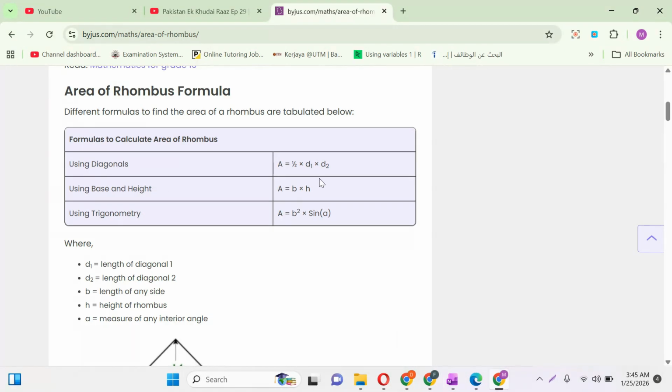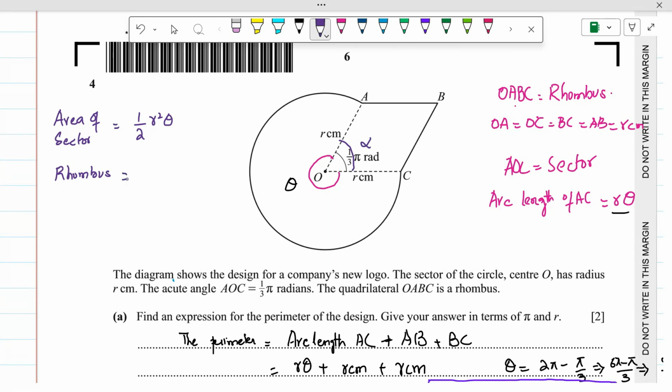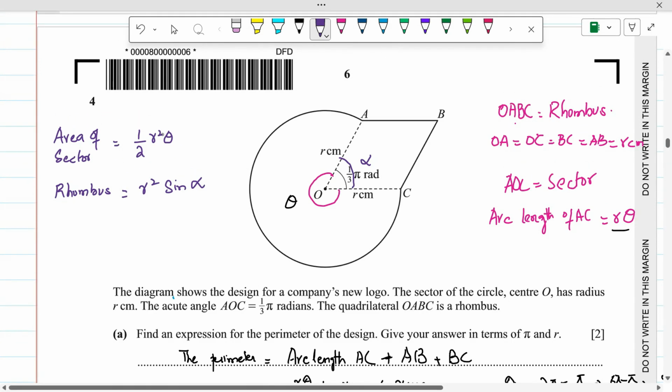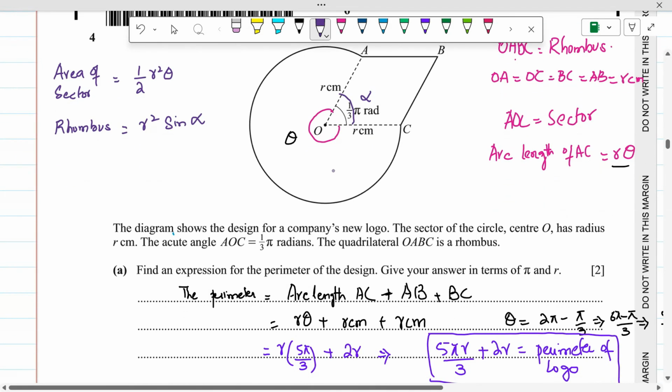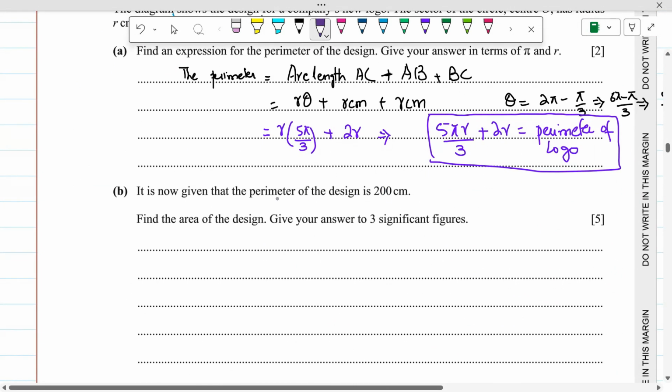By using diagonals, we can use 1 over 2 times d1 times d2. If we have the base and height, we can use base times height. If we have trigonometry, meaning we have the length of the side and any angle between two sides, then we can use the formula b squared times sine of the angle. So we already have this angle, if we call it alpha, and we have the side, so we can use the formula r squared sine of alpha. We can use this to find the area of this new logo, but we need the radius r. First we find r by using the given information that the perimeter of the design is 200 centimeters.